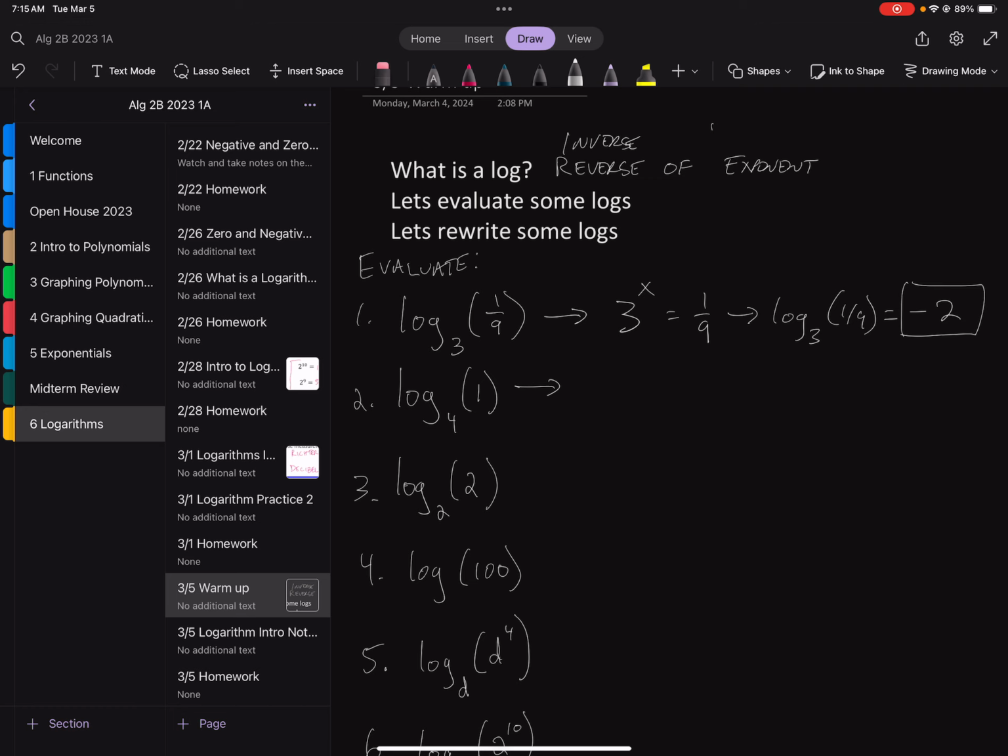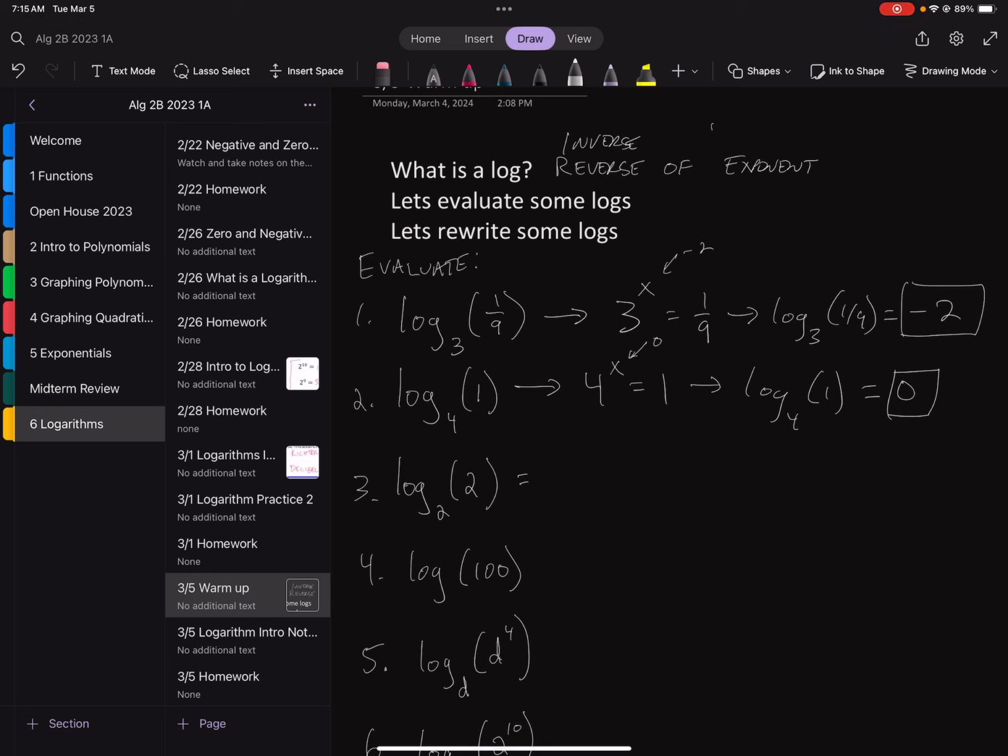Okay, this one says, what is the exponent of the base 4 that equals 1? Well, we know that anything to the 0 power is 1, so that answer is 0. 4 to the 0 is 1, right? That's the exponent I would put here, 0. Here the exponent would be -2.